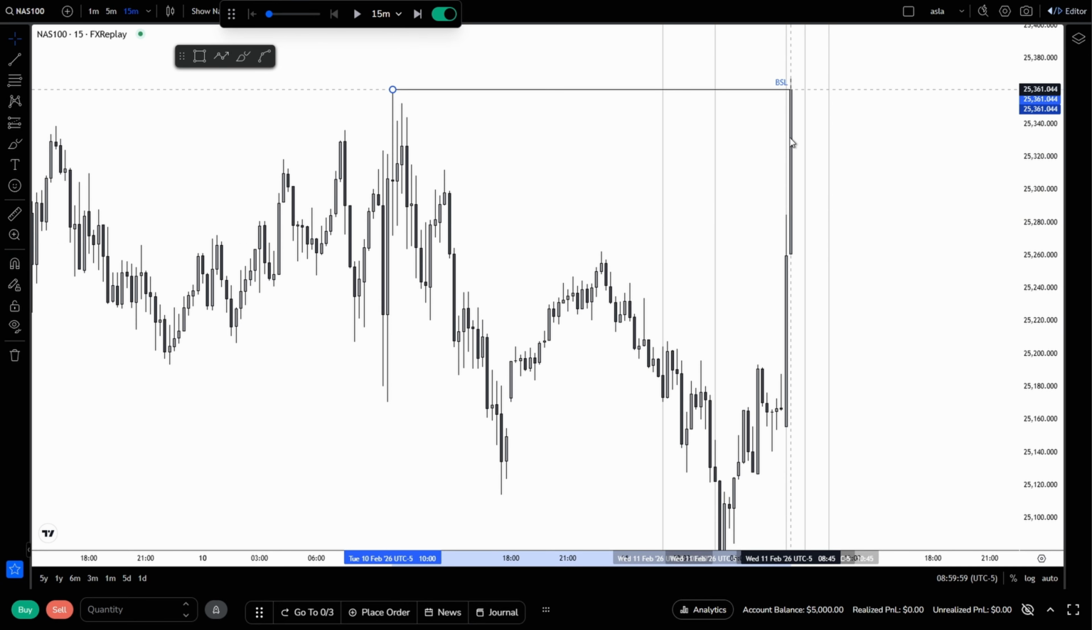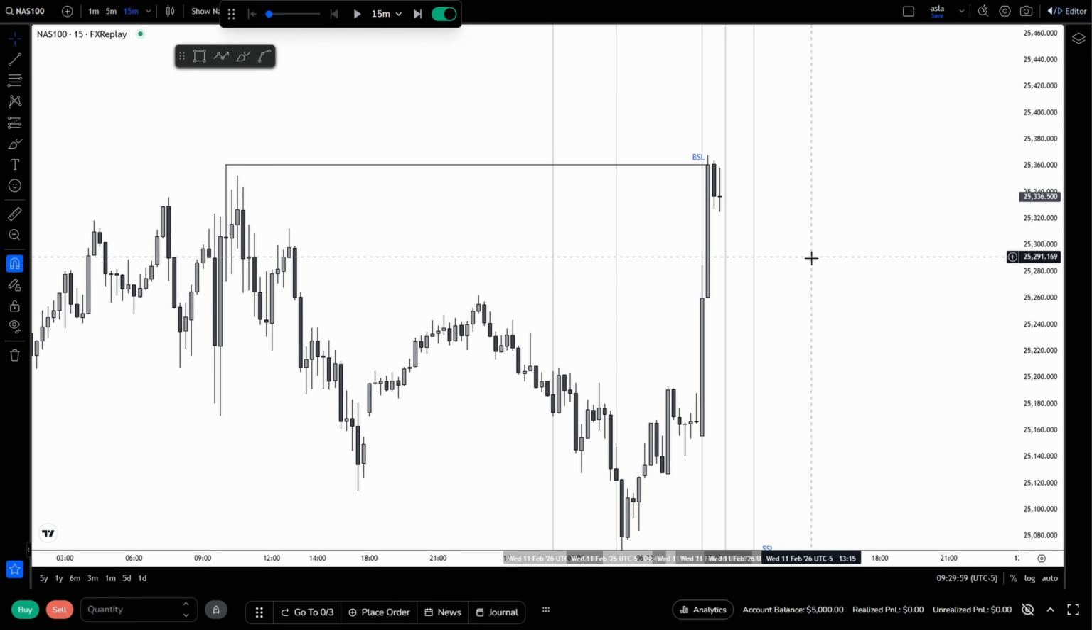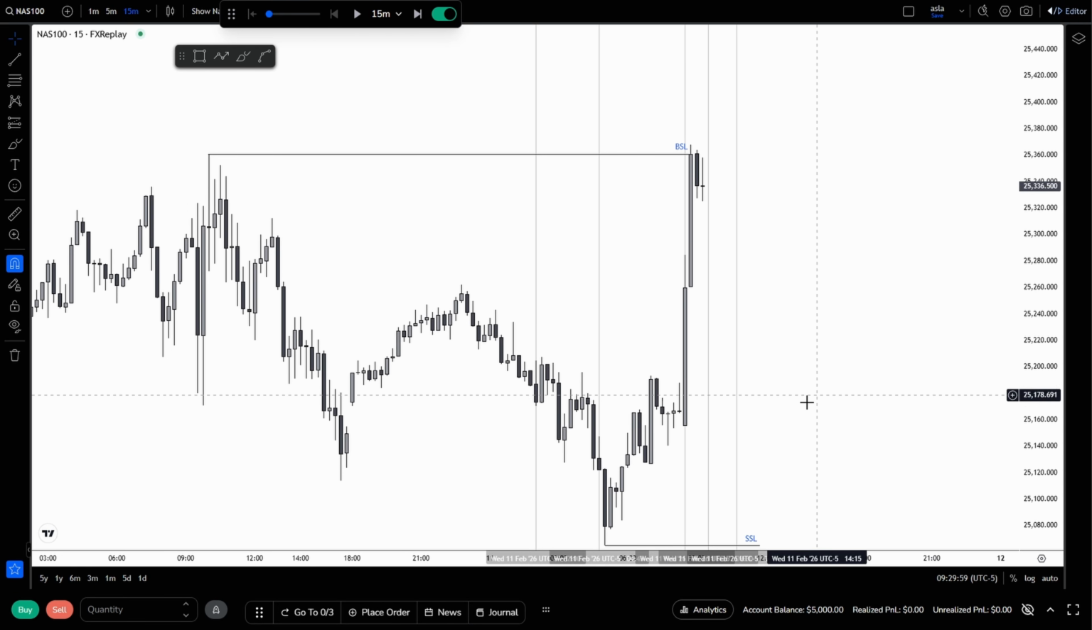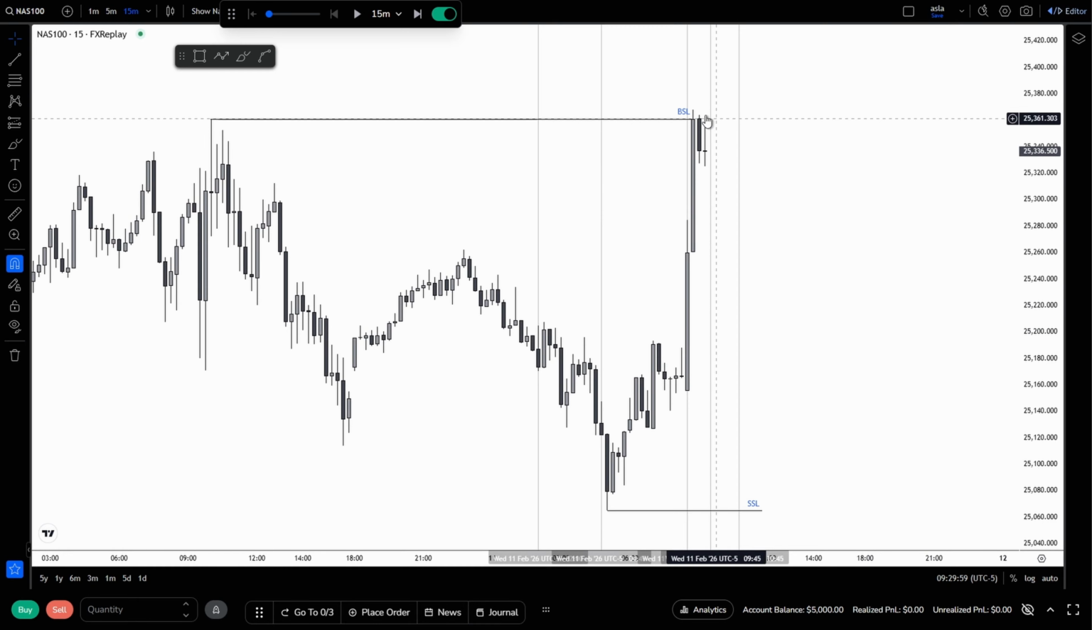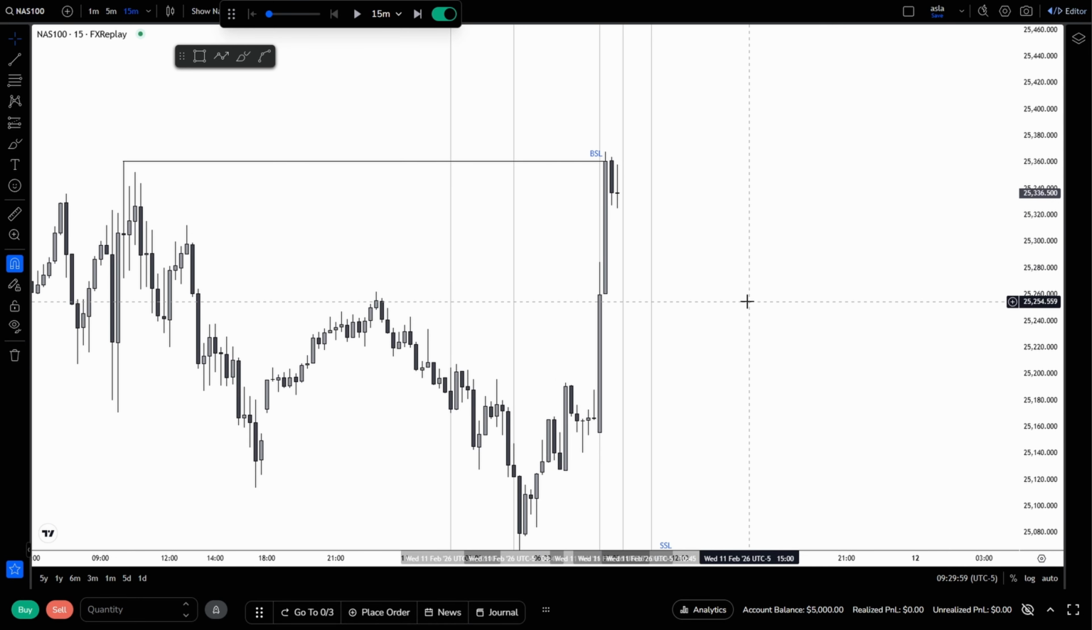Before 9:30 opens, let's mark out our higher time frame key levels again. The highs and lows we're willing to use as reversal points. You can see that price sweeps the highs before the 9:30 open. That tells us buy-side liquidity has been taken. Now the real question becomes, what happens at 9:30?